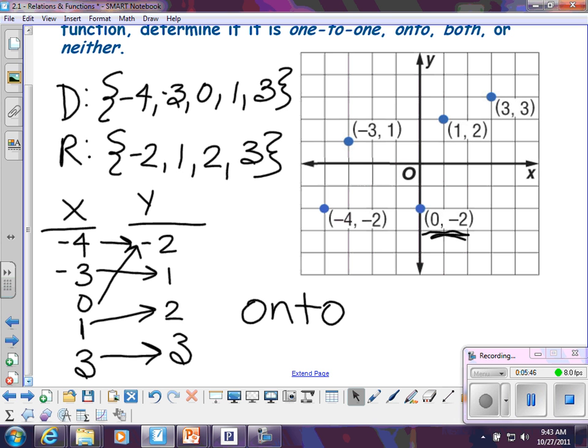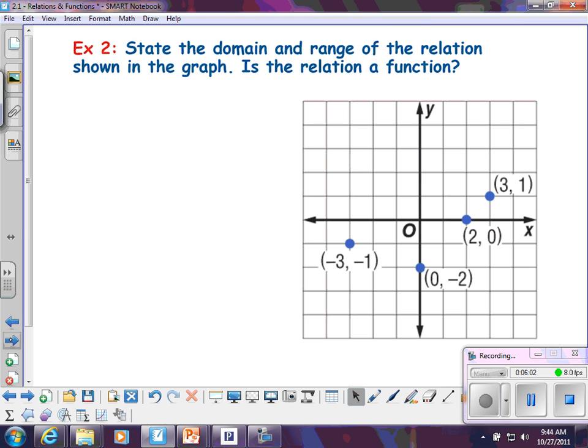Thank you. Good. Okay. Does everybody understand this? So if your x's go to different y's, it's one-to-one. If your x's go to the same y, then it's onto, right? Makes sense? Okay. So try this one. Oh, this one's different, actually. It's a lot easier. State the domain and range of the relation shown in the graph, and is the relation a function?